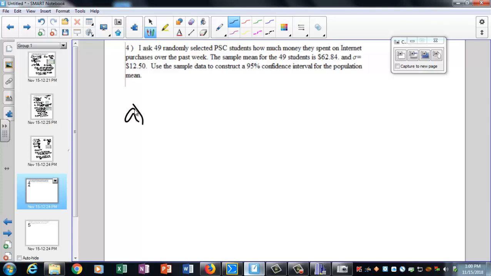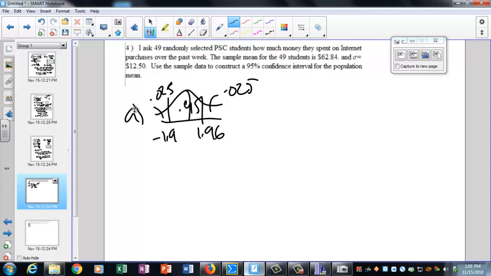Part A. We're doing a confidence interval for the mean. So this is 95%, which makes this 0.025. Because n is 49, we know sigma. This is going to be a z-score, so when we look that up on the z-score chart, it's 1.96. Hopefully you've memorized that by now. If you haven't, there's still time.